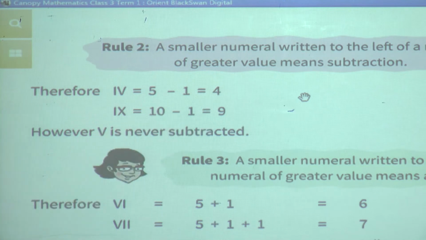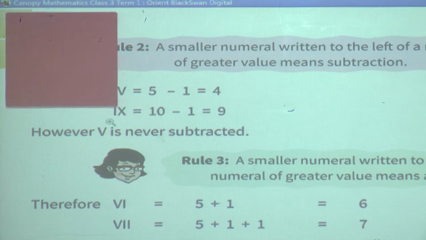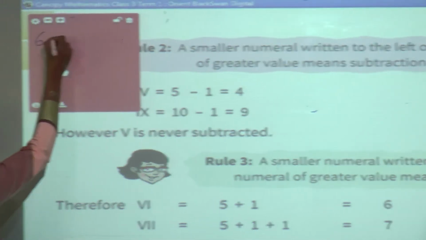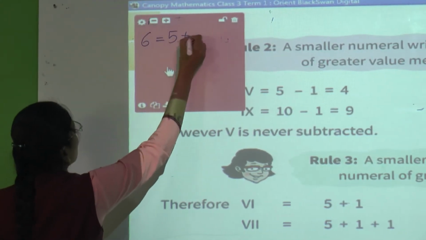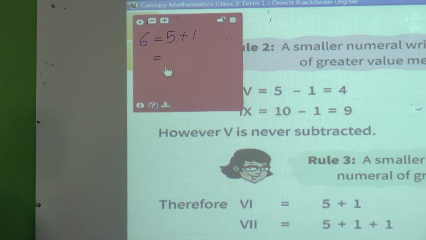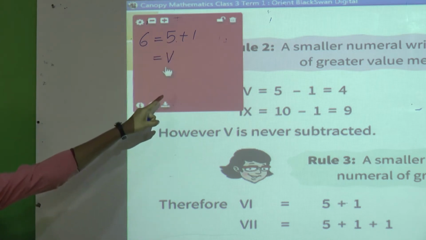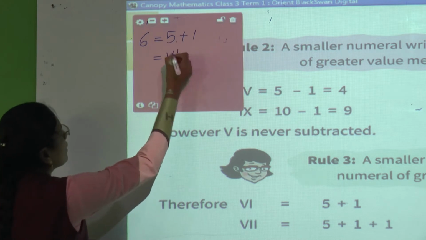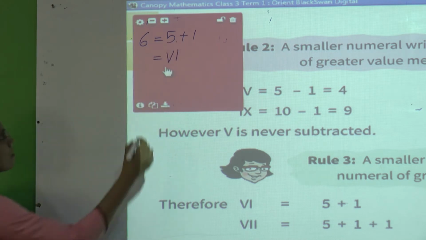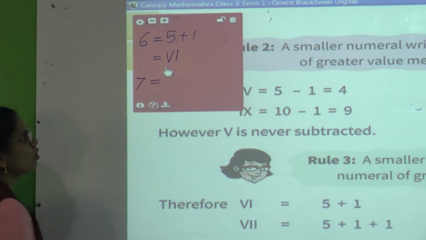Okay. Now suppose we have to write 6. How can we show 5? This you know very well. Now we will see how to represent 6. Now 6 means what? 5 plus 1, isn't it? For 5 we are using V, so I will write here V. And for 1 what were we using? I. So 6 is equal to what? VI.